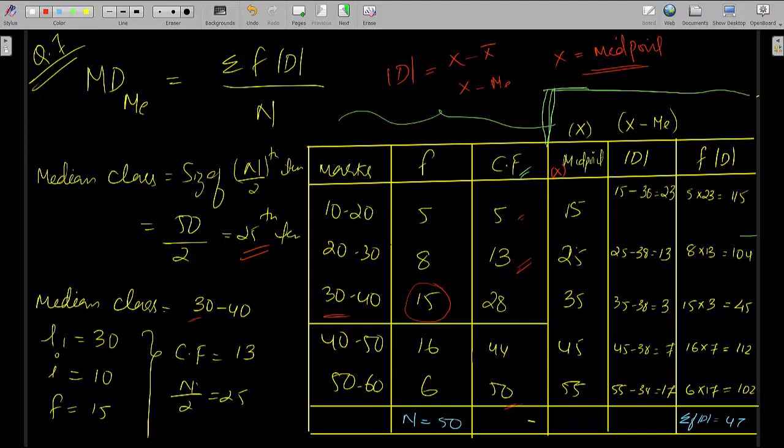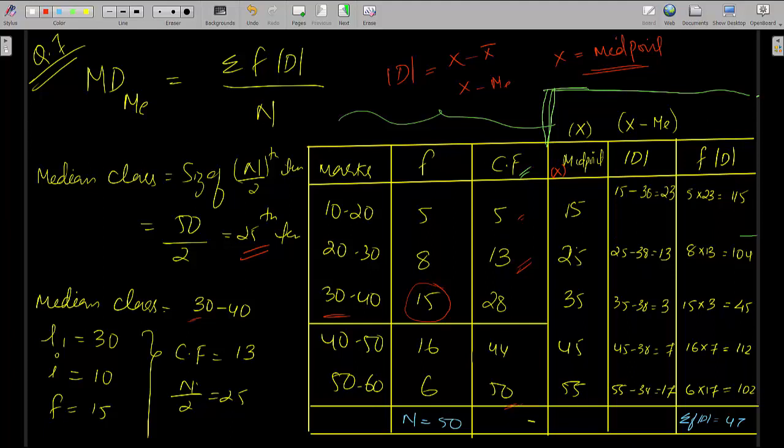Similarly, for the next as well. Now, 30 plus 20, 50. 50 divided by 2, 25. 40 plus 30, 70. 70 divided by 2, 35. 50 plus 40, 90. 90 divided by 2, 45. 60 plus 50, 110. 110 divided by 2, 55. So this is how we find out our midpoint.